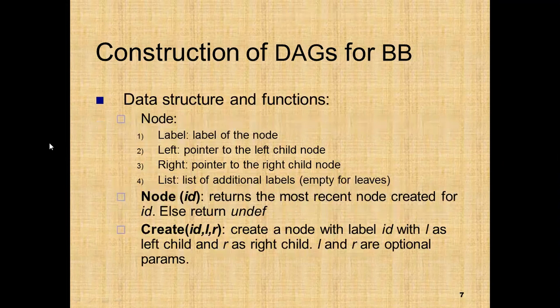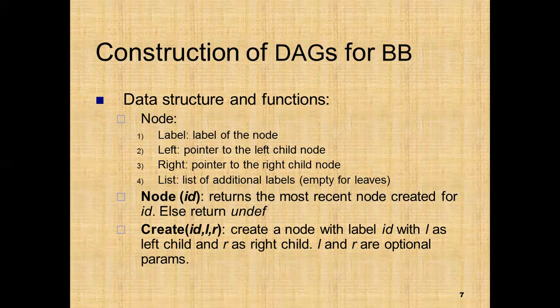Now there is an algorithm for how we will construct the directed acyclic graph for the basic blocks. Now, data structure and functions: here you can see node. In the preceding slide, you have already understood how to draw the directed acyclic graph. Now this is called the algorithm to construct the directed acyclic graph. So this is the basic data structure.